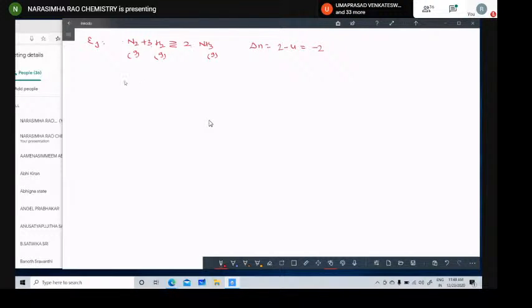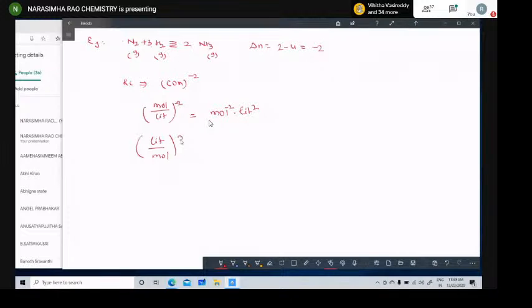For this reaction, the units for Kc are concentration whole power minus 2. Concentration means moles per liter, na? Moles per liter whole power minus 2. So moles power minus 2, liter square, or liter square by mole square. These are the units of Kc.